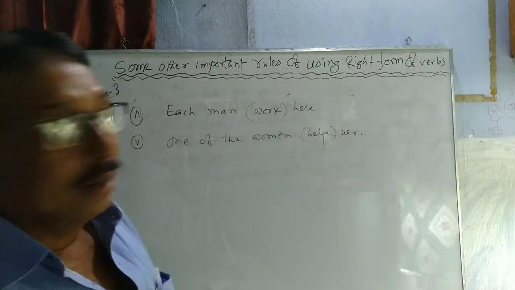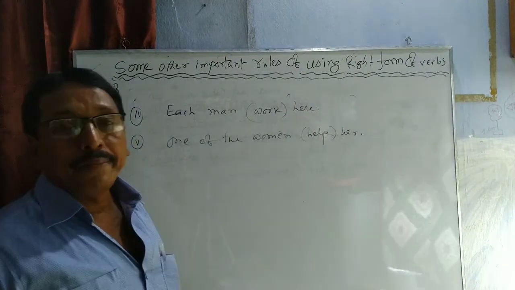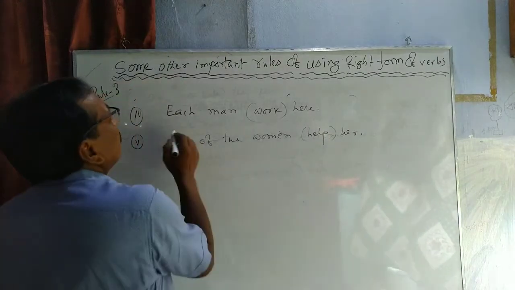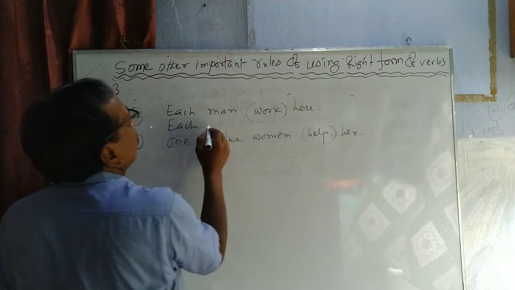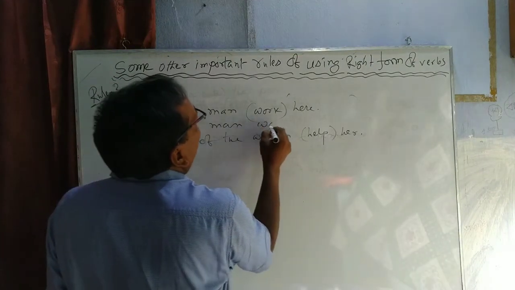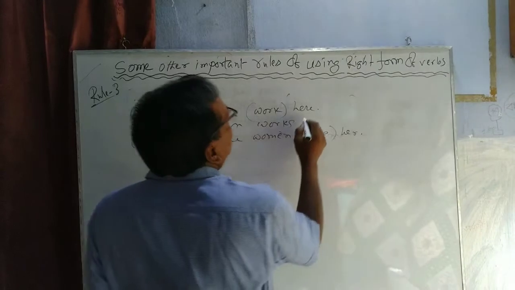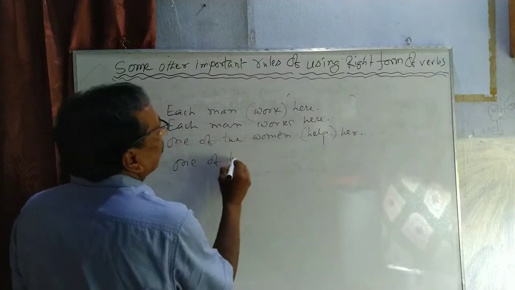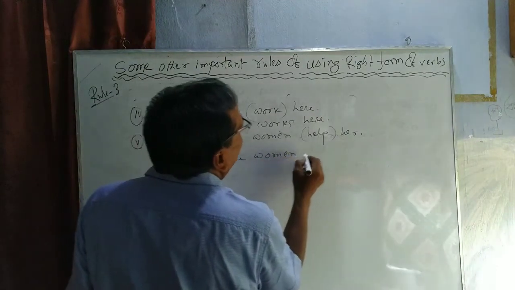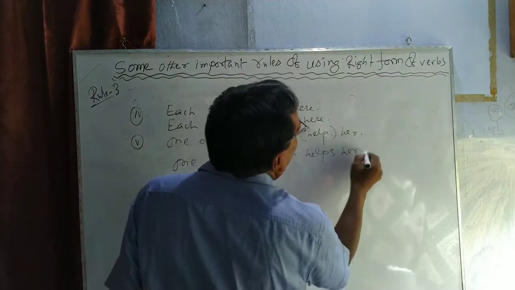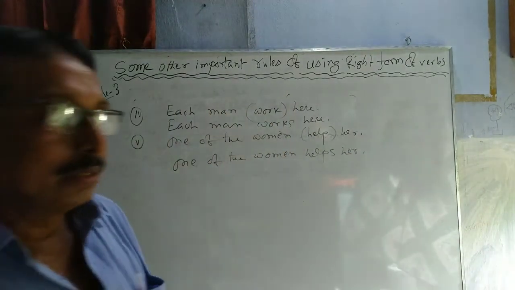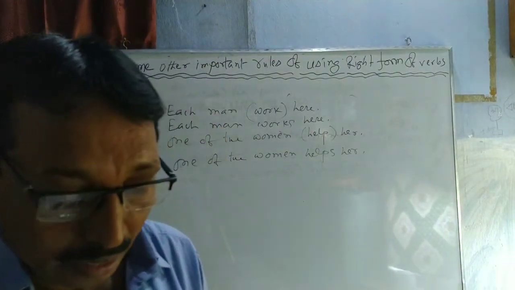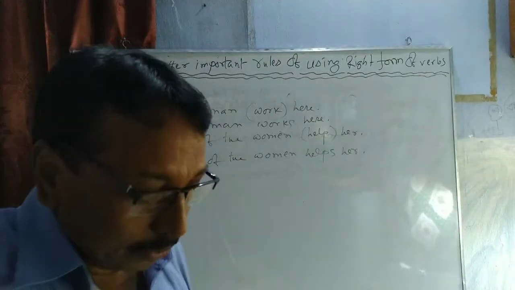This man work here, one of the women help her. So this man is singular number, as man is third person singular, we must use s or es after that. This man works here, one of the women helps her. Now you must memorize these three terms, this, every and one of the, for your better use of the right forms of verbs.